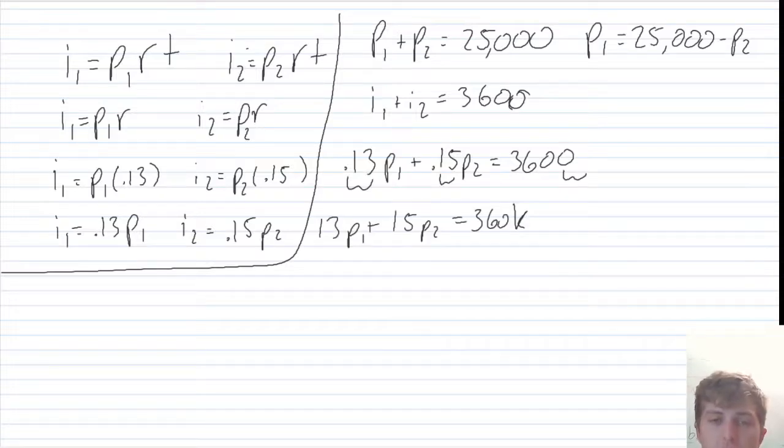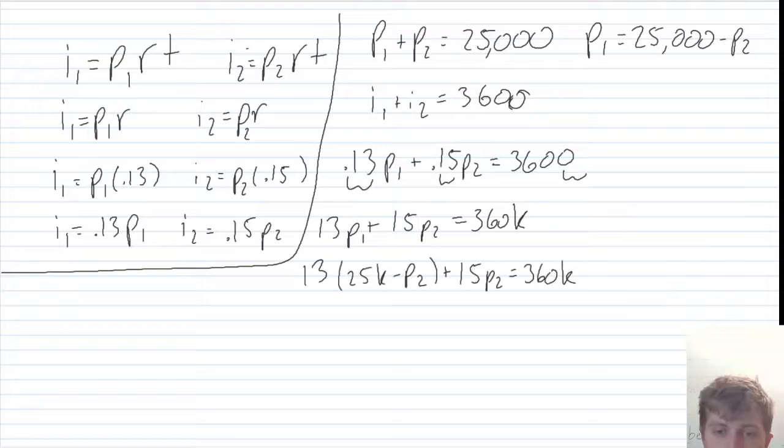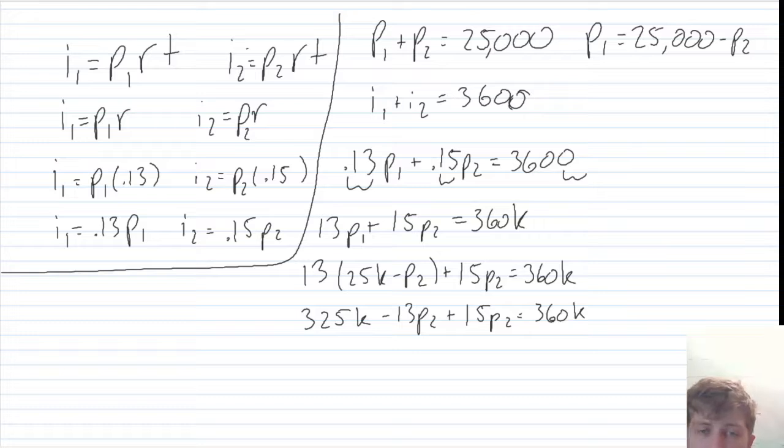I just used K for 1,000 here, and now we're going to substitute over here. We have to distribute the 13 through. 13 times $25,000 is whatever 13 times 25 is, so $325,000, and then 13 times negative P2 is negative 13P2. We simplify on the left: negative 13P2 plus 15P2 gives us 2P2. Now let's get P2 by itself, subtract 325,000 on each side.